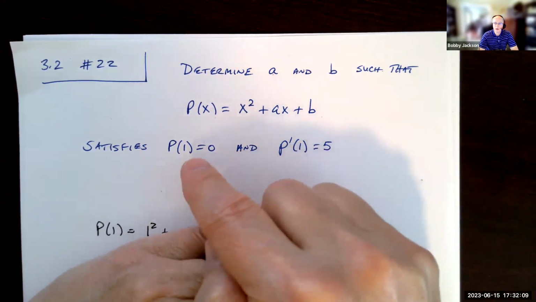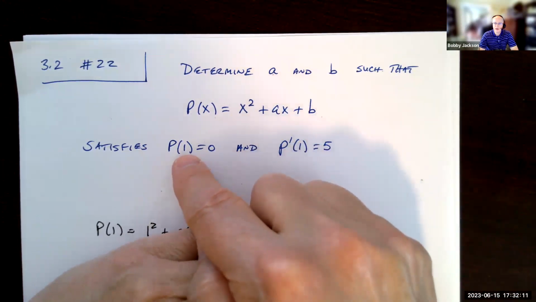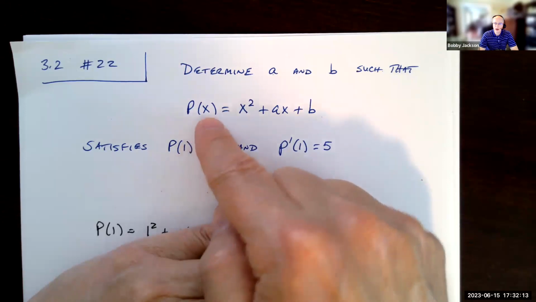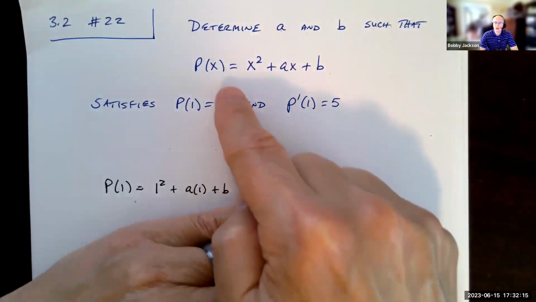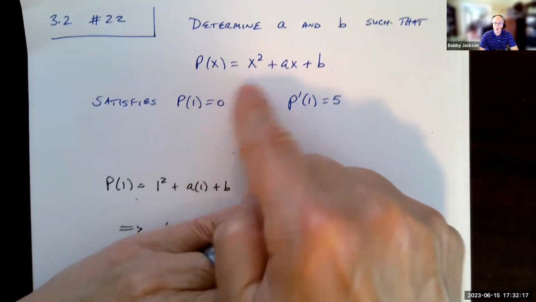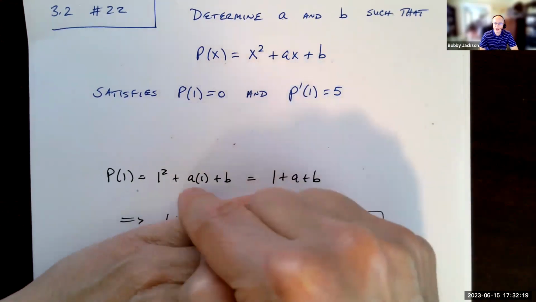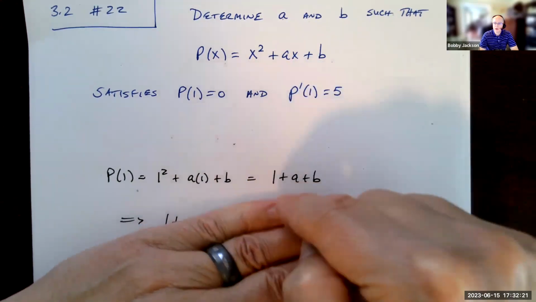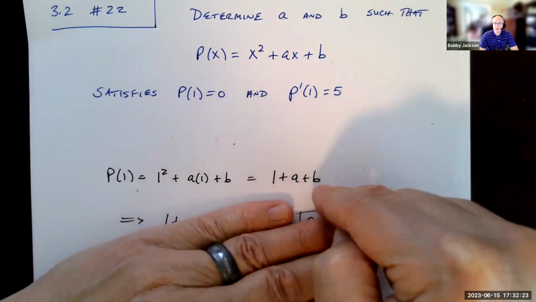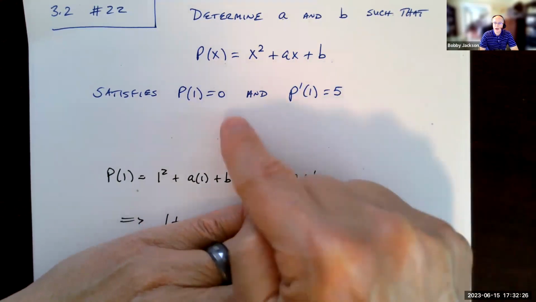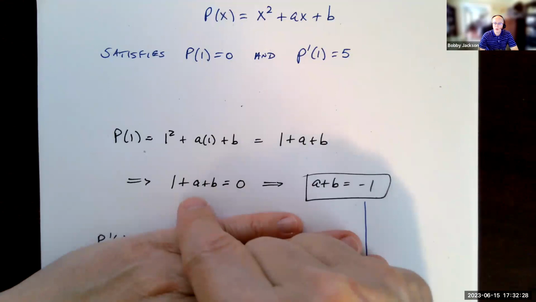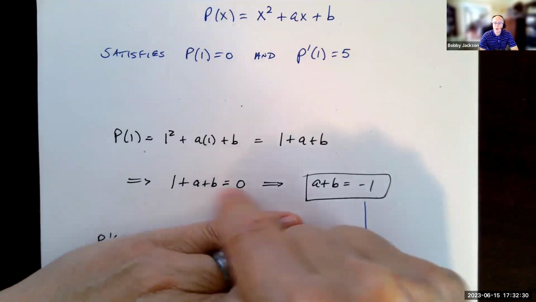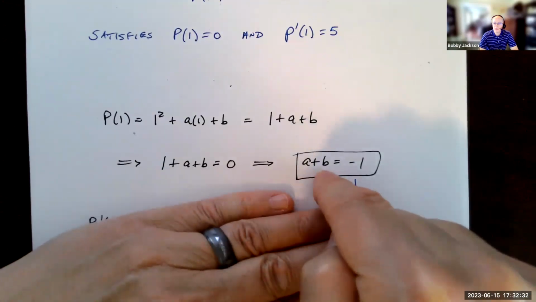So how do we go about doing this? Well, first of all, it has to satisfy P of 1 equals 0. Well, what is P of 1? I'm just going to plug 1 into this function here. Replace X with 1. I get 1 squared, A times 1 plus B, which is 1 plus A plus B. So that's P of 1, and I want that equal to 0. So 1 plus A plus B must be 0. Or if I subtract 1 from both sides, A plus B is -1.